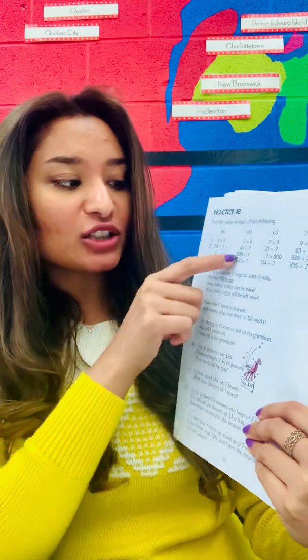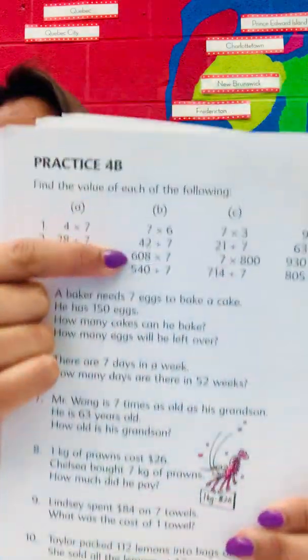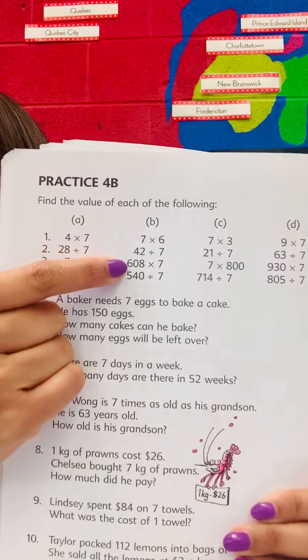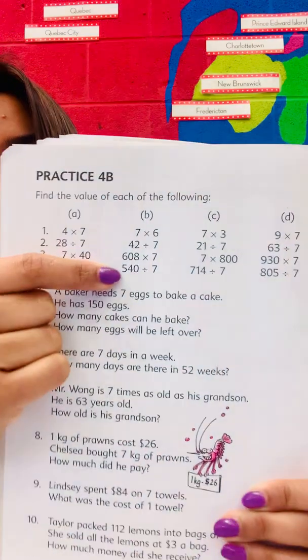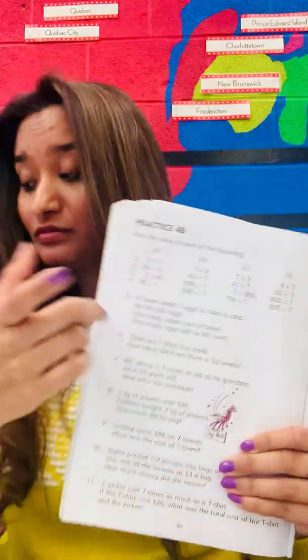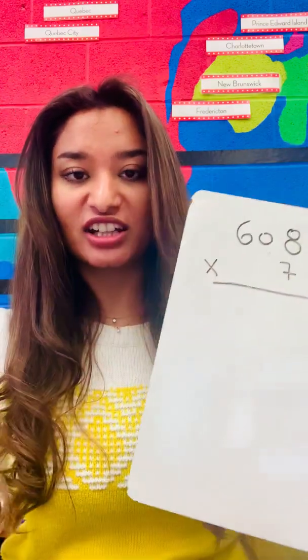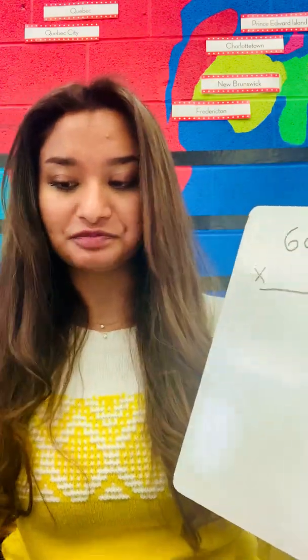I'm going to do, in our column B, 608 times 7 and 540 divided by 7. Again, for this week, you should have been practicing your times tables drill. We were looking at the 7 times table. So let's get started. I am going to work with you on 608 times 7.